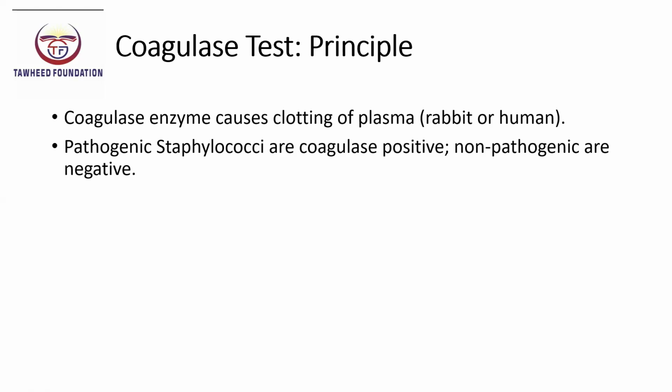The first is bound coagulase, which is the clumping factor. It is attached to the bacterial cell wall. It reacts with fibrinogen, causing bacterial cells to clump, detected by the slide coagulase test. And the second is free coagulase, which is a secreted enzyme that reacts with a coagulase-reacting factor, that is CRF, in plasma to produce clotting, detected by the tube coagulase test.